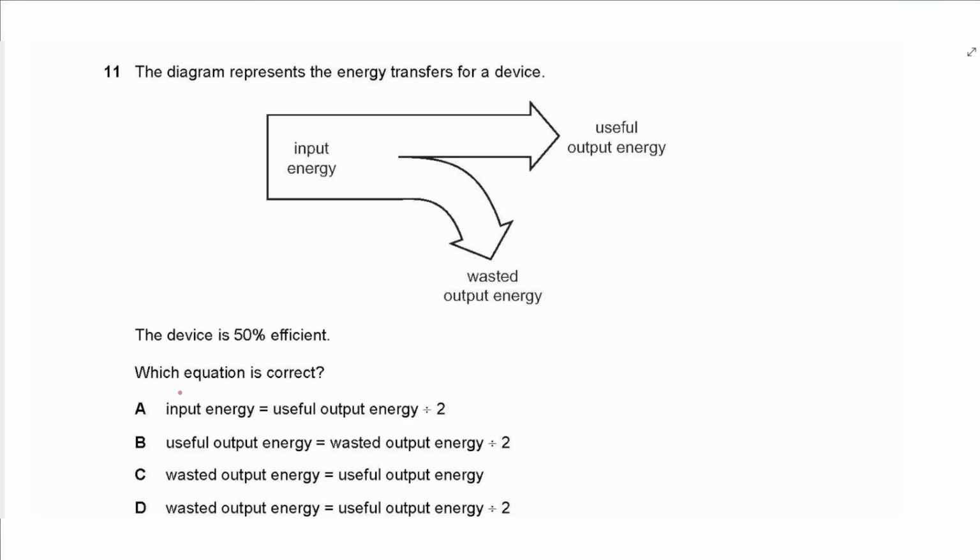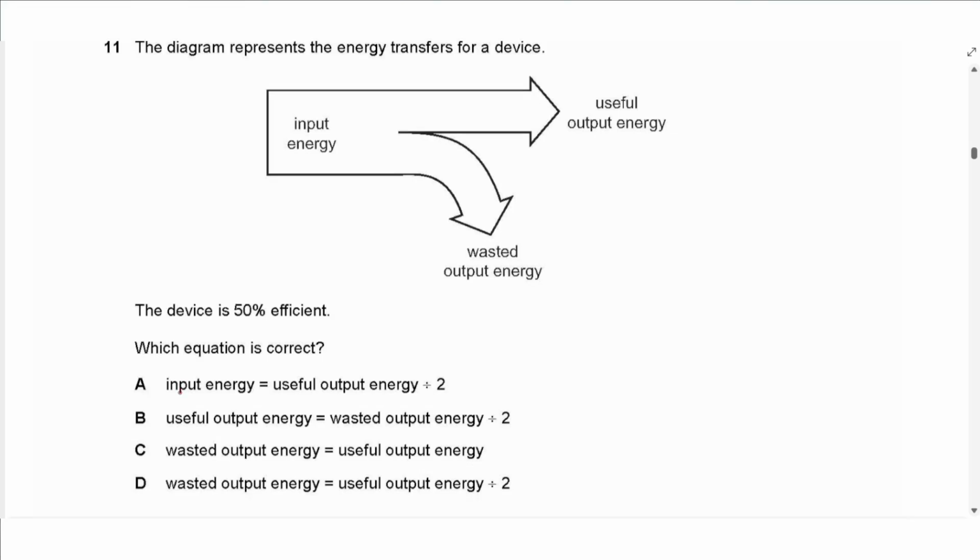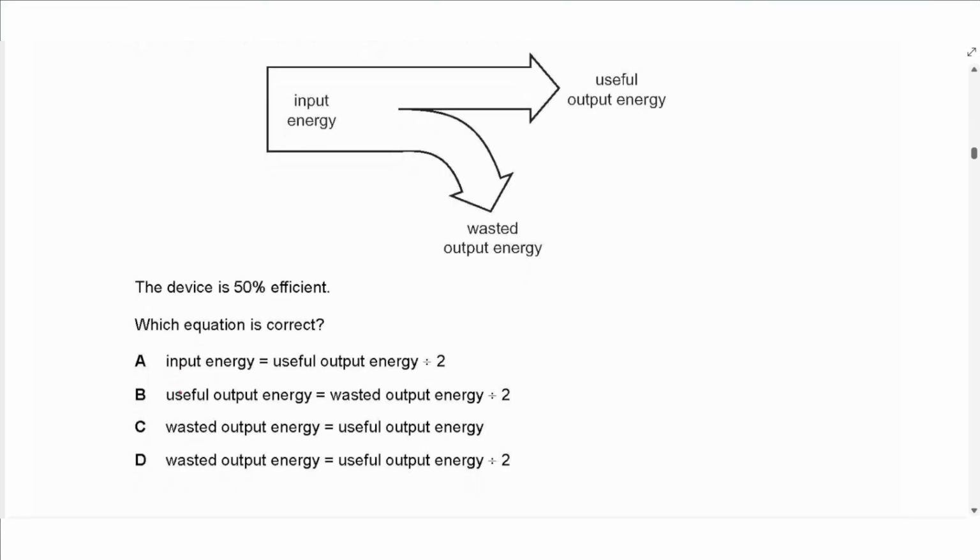Question 11 says the diagram represents the energy transfers for a device. We have input energy, useful output energy, and wasted energy. This is called the Sankey diagram. The device is 50% efficient, so the input is 100, the useful output is 50% that would be 50, and the wasted is equal to 50%. So these are the total numbers: input, wasted, and output.